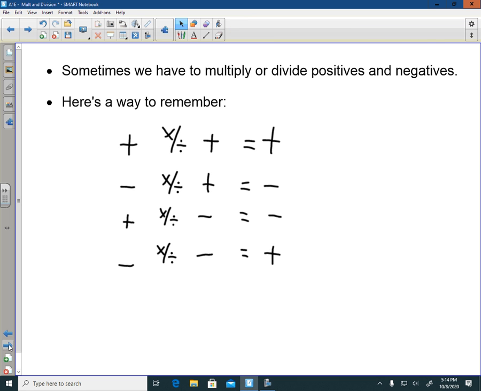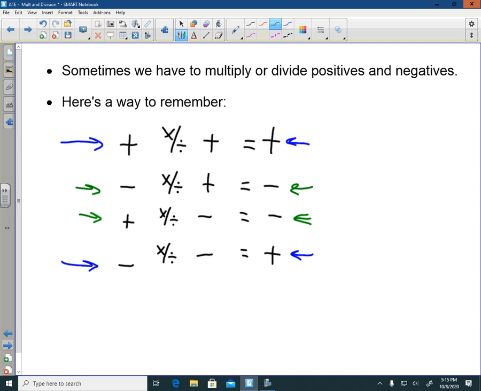And what you might notice is that when signs are the same, either both positives or both negatives, you always get positives. And when signs are different, you always get negatives. And that's one way to think about it. But I have something that is kind of funny that will help you remember even better. At least it helps me.